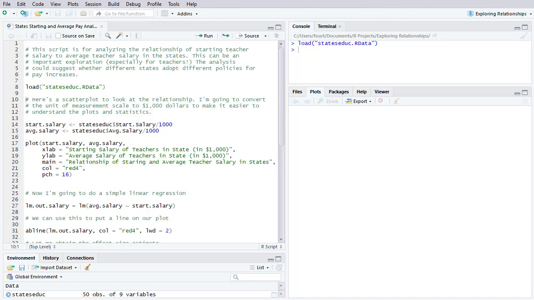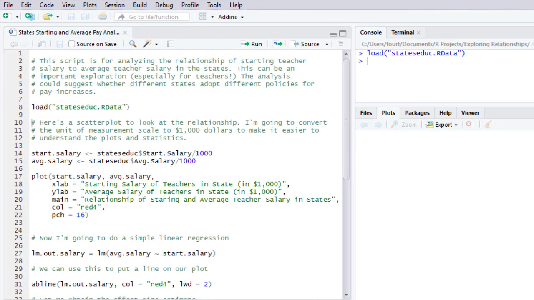Next, I'm going to use a trick that I discussed in an earlier video that should make it easier to understand our analysis. Rather than having numbers that are in thousands on my two axes, I'm going to convert the unit of measurement to thousands of dollars so that I will be dealing with only two-digit numbers on each axis. I divide the starting and average salary by 1,000 and store these in new variables. These new variables now have a unit of measurement of $1,000.